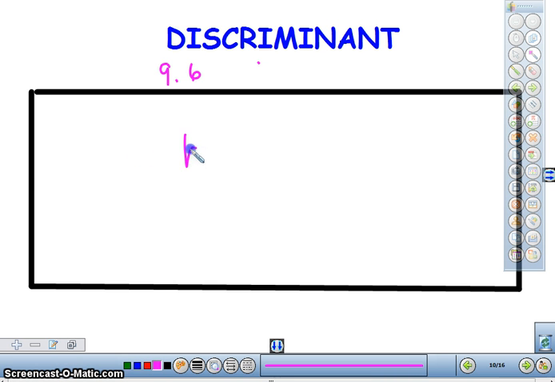When we talk about the discriminant, that's the part that's underneath that square root symbol. So when we talk about the discriminant, that's the b squared minus 4ac. And that's all we're really talking about for the discriminant if you write that down.